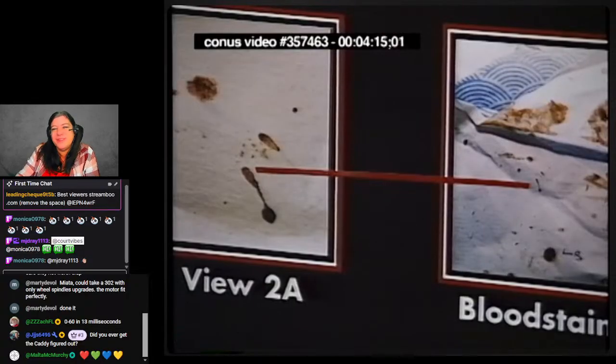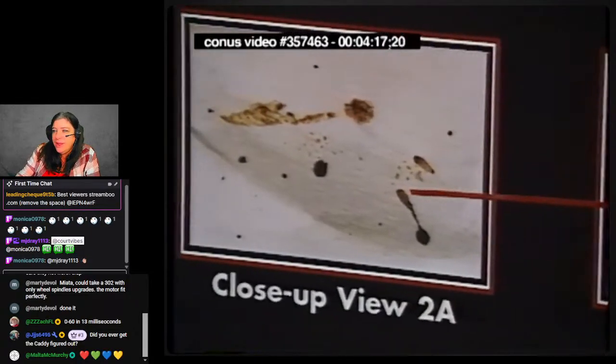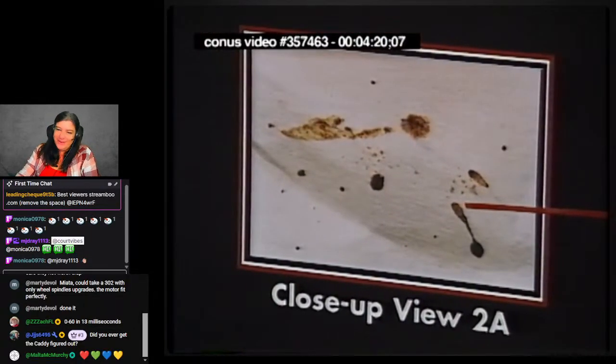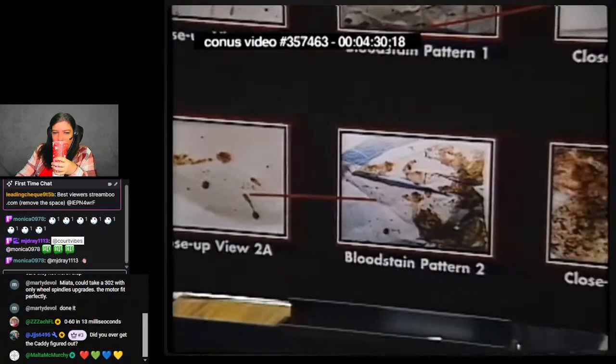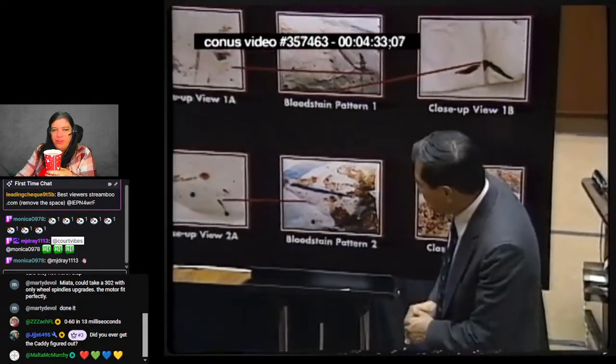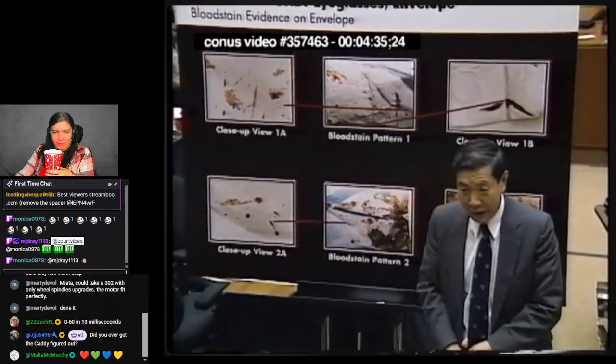Thank you, Malta. We have a droplet? Yes, we have spatter. Now, can you tell from this pattern which of these came first? Some areas I can tell, other areas I cannot.